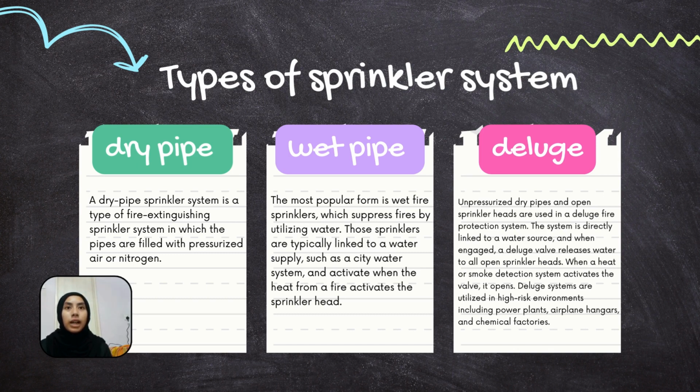Deluge systems are utilized in high-risk environments including power plants, airplane hangars, and chemical factories. These systems are highly successful in dangerous locations because they simultaneously release water or another fire suppressant to all open sprinkler heads. This whole-flood method puts out a fire before it may spread unchecked.